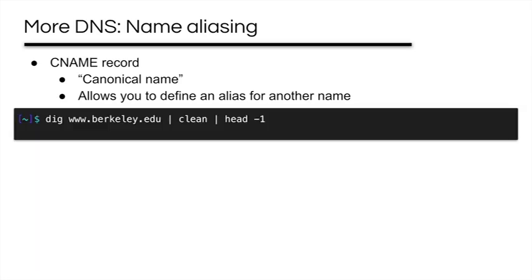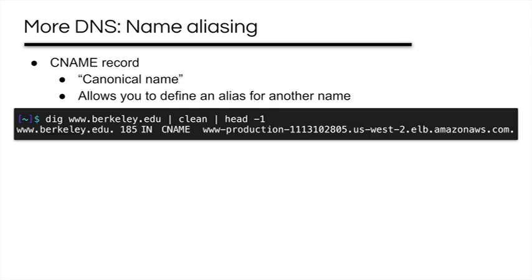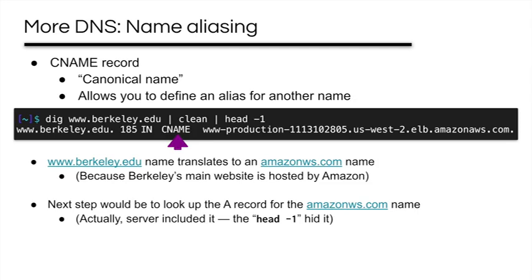So here you can see a query I ran using dig for www.berkeley.edu. And what I got back is this. And you can see here that it's a CNAME record. And basically, what this is saying is that www.berkeley.edu on the left should actually refer to this really long name on the right. And notice that the canonical name is actually an Amazon Web Services host name. So I guess we can conclude that Berkeley uses AWS to serve its main web page.